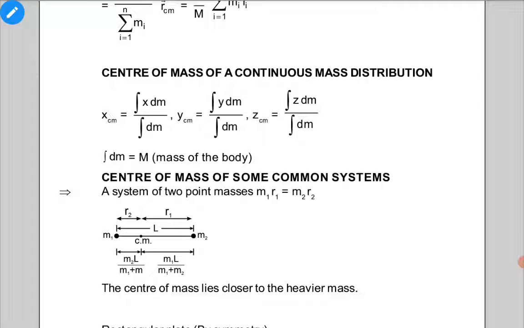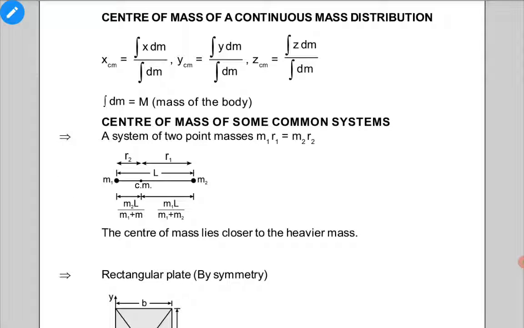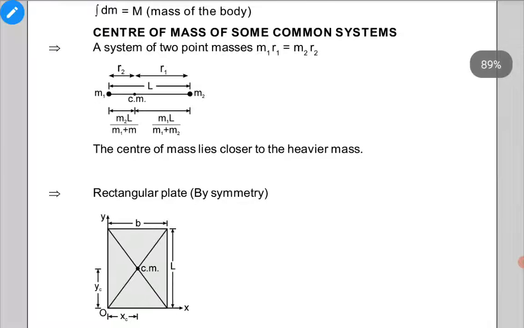Center of mass of some common systems. A system of 2 point masses: m1 r1 equals m2 r2. In this case, if we have to calculate r2, then we have to take opposite mass upon total mass into total length. And if we have to calculate r1 distance, then we have to take opposite mass upon total mass into total length. The center of mass lies closer to the heavier mass.